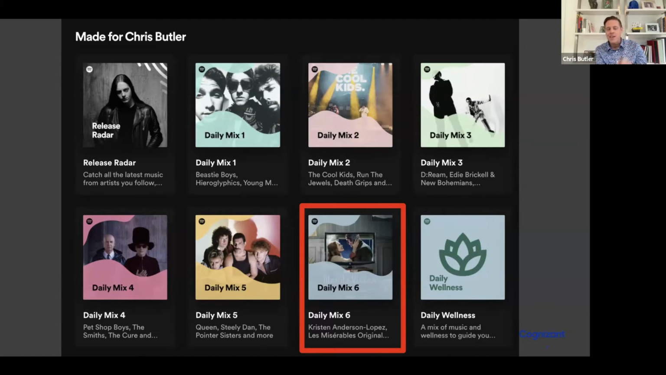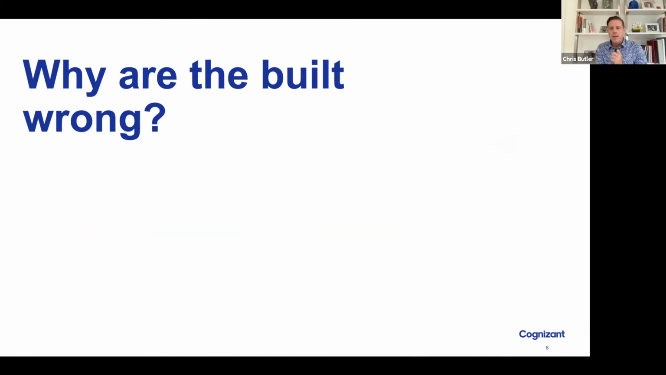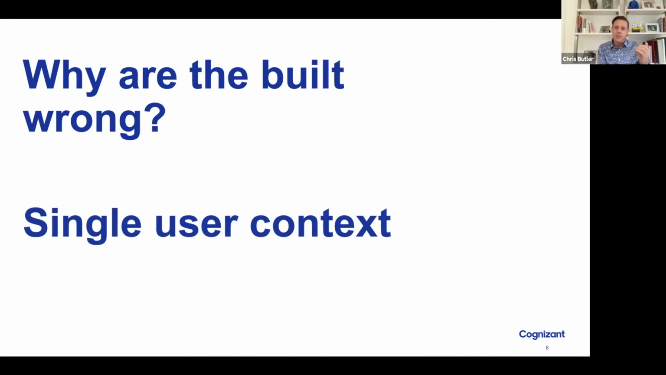But the fact that it became a daily mix for me is because my kids are listening to their music on the Google Home Hub in my kitchen. And so the behavioral data that they're collecting from all these different places is now being merged into my account, right? And it's creating a weirdness in my recommendation set. The reason why this ends up happening is basically because I think they're built wrong, right? And what I would say about why they're built wrong in general is because they are about this single user context.